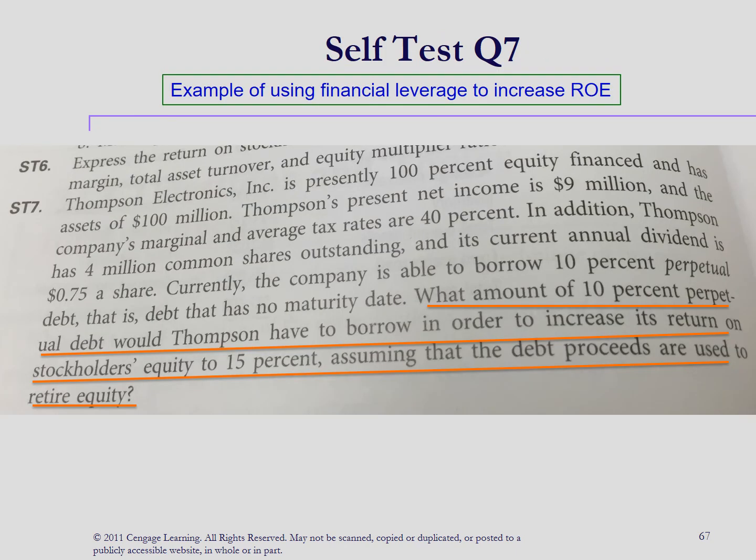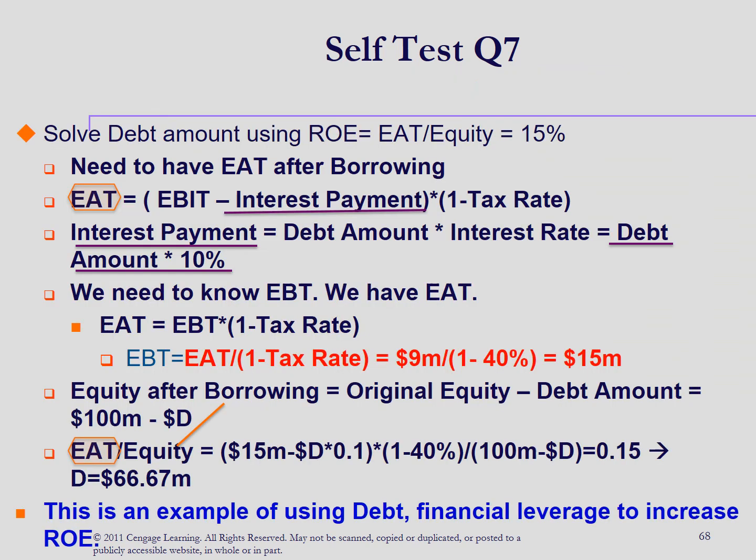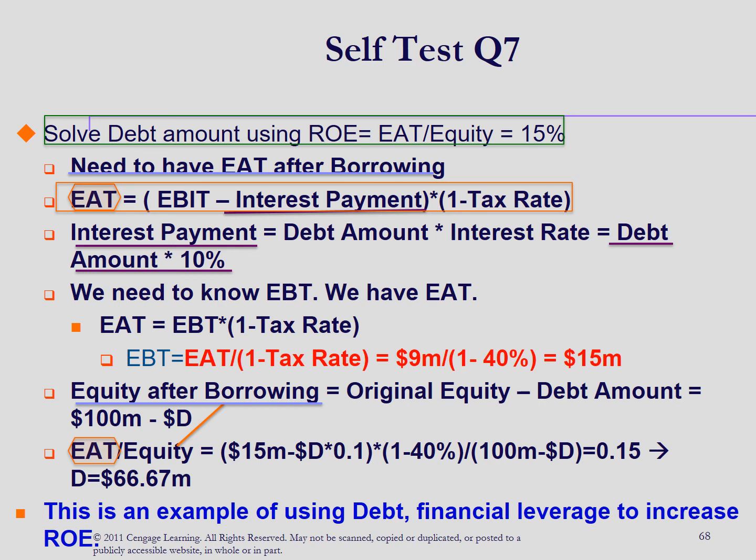This is an example of using financial leverage to increase return on equity. We solve debt amount using return on equity after borrowing. We need to have earnings after taxes after borrowing and equity after borrowing. Earnings after taxes after borrowing is calculated by earnings before taxes minus interest payment multiplying 1 minus tax rate. Note, earnings before taxes are equal to earnings before interest and taxes for 100% equity financing. Interest payment is calculated by debt amount multiplying interest rate charged by the debt. We have interest rate of 10%, so interest payment is equal to debt amount multiplying 10%.